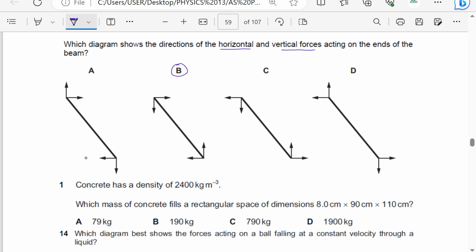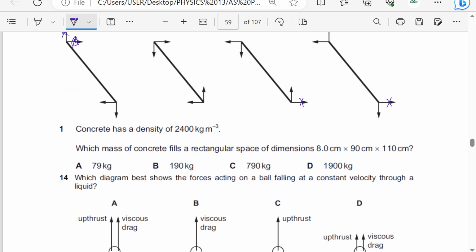So this one is wrong because the normal reaction does not point towards the object. This one is also wrong because of this normal reaction pointing towards the object. Sorry, the normal reaction is pointing upwards, so this is wrong. This one is fine, but this one is wrong because the normal reaction will point downwards. So the answer is B.